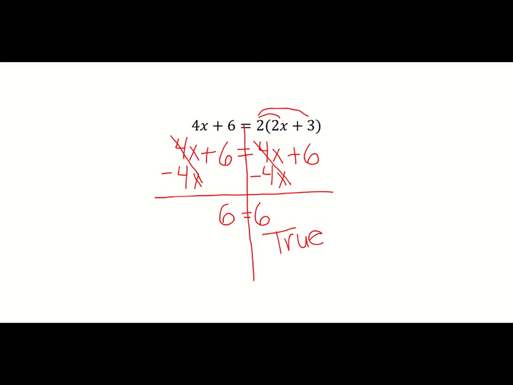And anytime we have a true statement as our answer, we're going to say that this is called infinitely many solutions. So our answer to this equation is infinitely many solutions. What that means is we could plug in any number for x and the left side would equal the right side. So a true statement after all the variables canceled out is called infinitely many solutions.